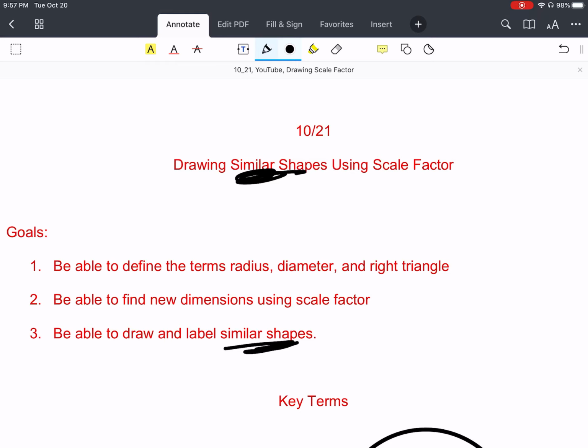Some of you are not watching these videos and wondering why you're struggling on the assignments. If you watch the example problems, pause the video, and rewatch it, you're going to find that all of the examples are exactly like the homework problems. So take advantage of watching these videos.